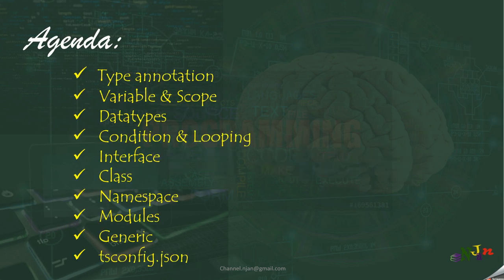Let's start. This is our agenda of this tutorial: type annotation, variable and scope, data types, conditions and looping, interface, class, namespace, modules, generic, and what is tsconfig.json and why we are using it. Okay, this is the overall topic. It has subtopics at every level, so you can have deep knowledge about everything. Are you curious? Okay, let's start our tutorial.